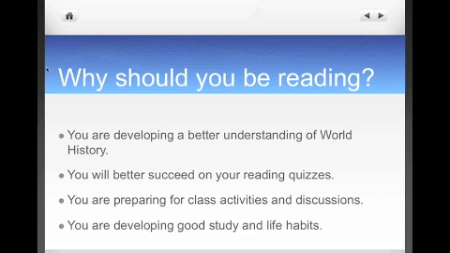And finally, you're developing good study and life habits. MPA is a college preparatory school. You will be expected to know how to read when you go to college, and you'll be expected to know how to read and understand when you go to college.